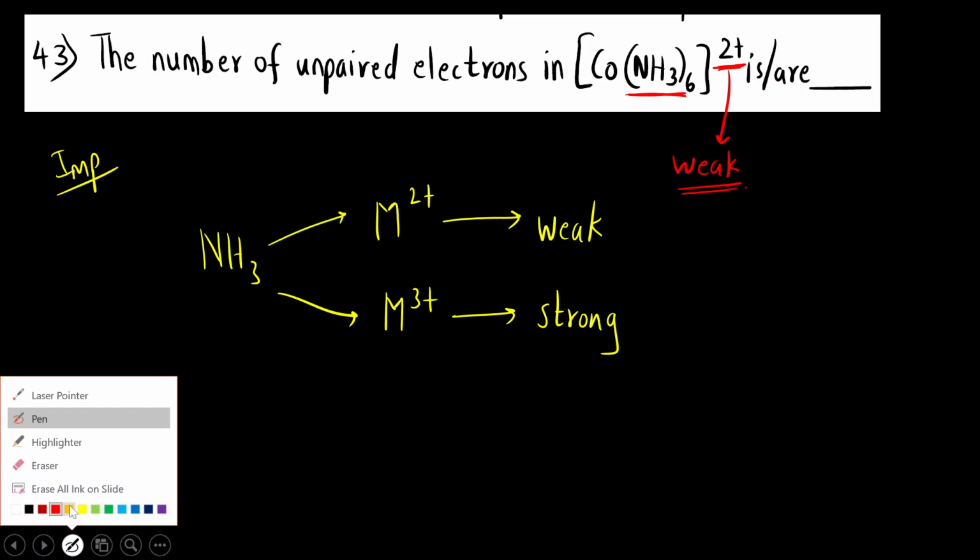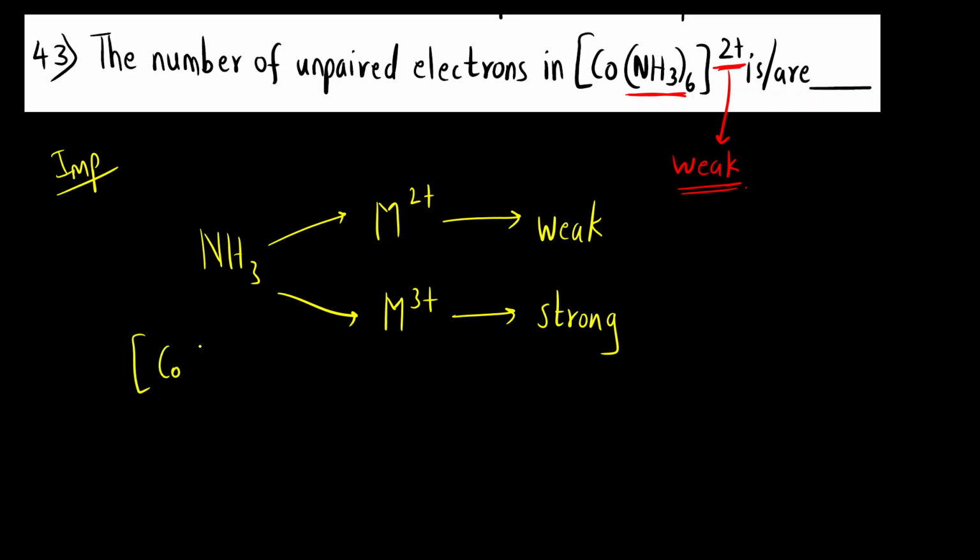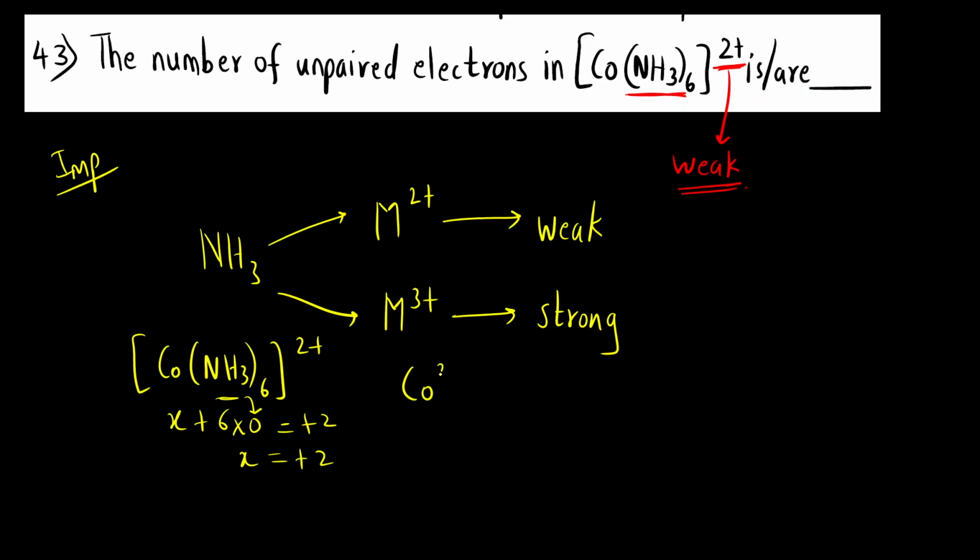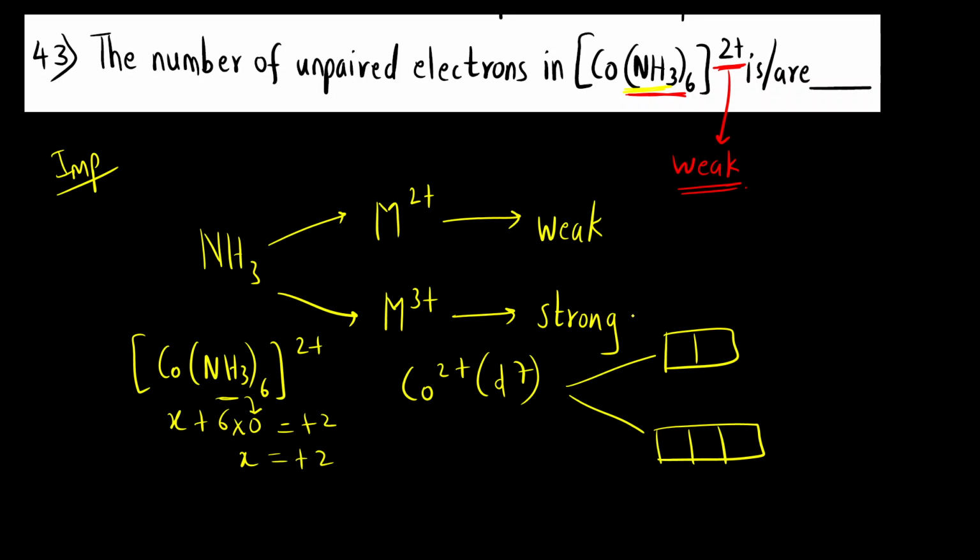Now the first step is to find out the oxidation state of cobalt. Co(NH3)6 2+: X plus 6 into 0 is equal to +2, so X is equal to +2. Ammonia is a neutral ligand, so charge is 0. Cobalt 2+, what is the electronic configuration? d7. With 6 ligands, it's an octahedral complex. It will split into a higher level eg and a lower level t2g.